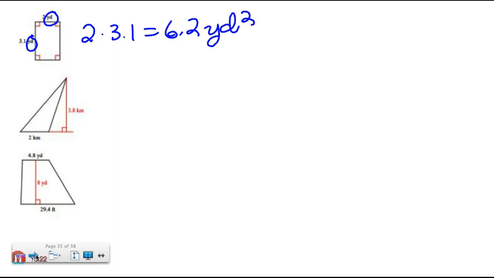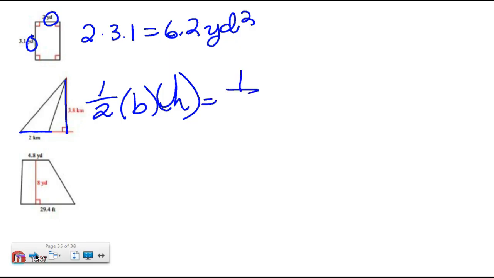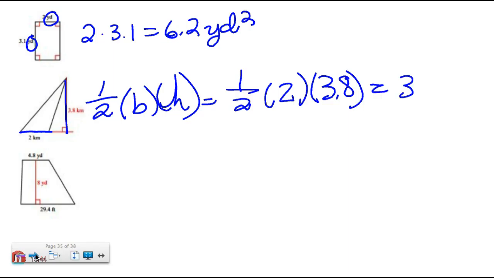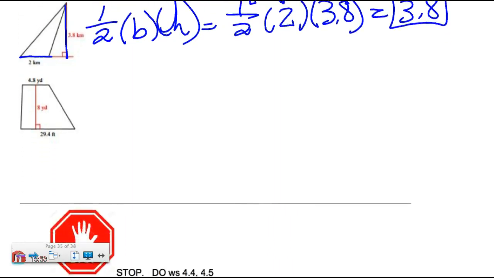Next, I have a triangle. Its area is 1/2 the product of its base times its height to that base. So I would do 1/2 of 2 times 3.8. And that's going to give me 3.8. You might say, how does she do that in her head so quickly? Multiplication can be done in any order. So I just did 1/2 of 2, which is 1, and then times 3.8, so I could do it in my head.